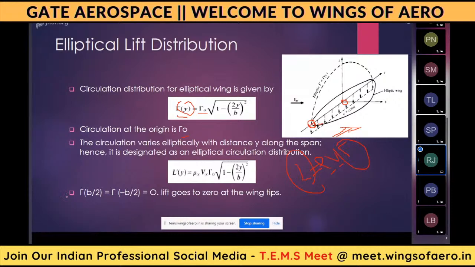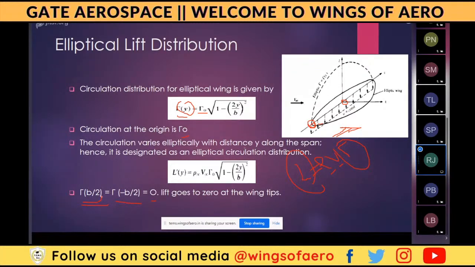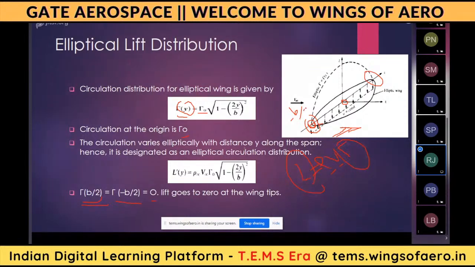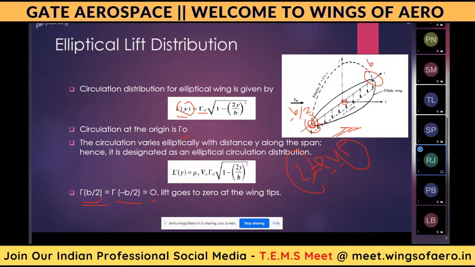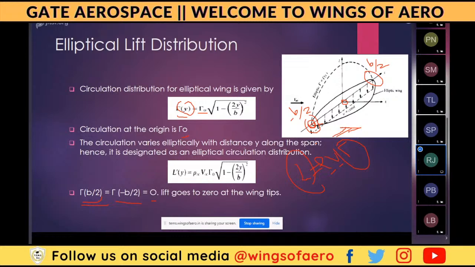Here I mentioned gamma of b by 2 and gamma of minus b by 2 equal to 0. So gamma of b by 2 refers to this end and this end. This is minus b by 2, and the opposite end is b by 2. Therefore, at both wing tips, the circulation is equal to 0.